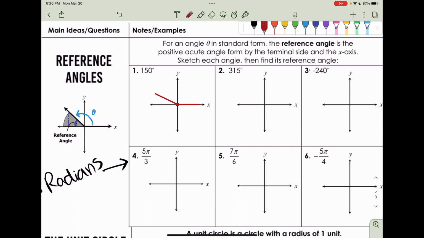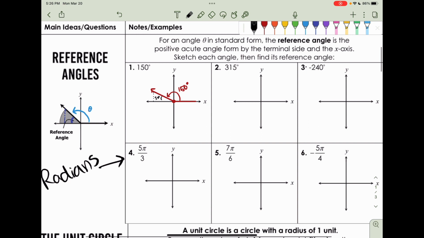There we go. So our 150 degree angle is right here. Here's our 150 degree angle. The reference angle for this angle will be that 30 degrees shy. Here's our reference angle. It creates a triangle with the nearest positive x-axis. All right, let's look at another one, and let's look at one in radians.